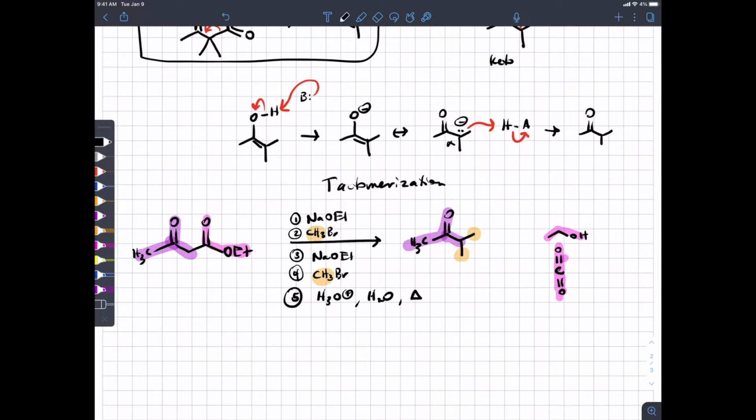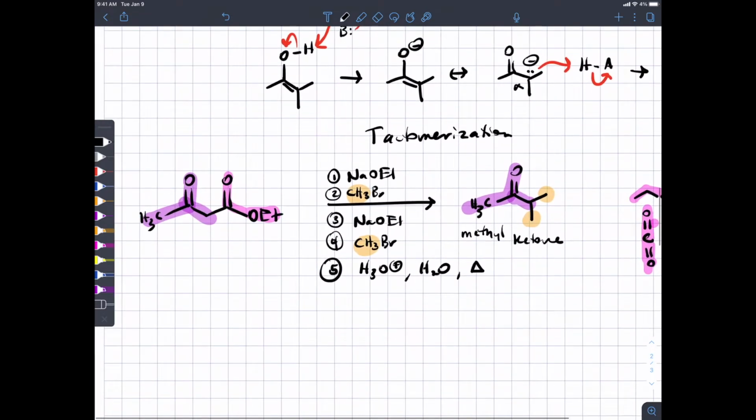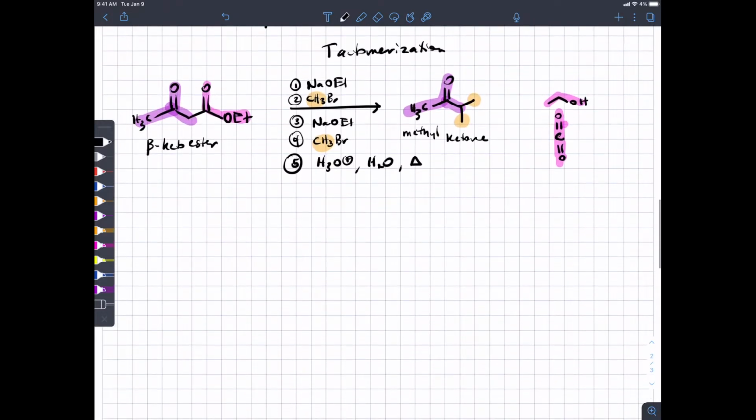But when you see a ketone, particularly a methyl ketone, which is a ketone where one of the two things attached to the carbonyl carbon is a methyl group, you could have made that from this beta keto ester via that process of sequential deprotonation and alkylation, followed by ester hydrolysis, decarboxylation, and tautomerization. All right, so let's try to think backwards now.